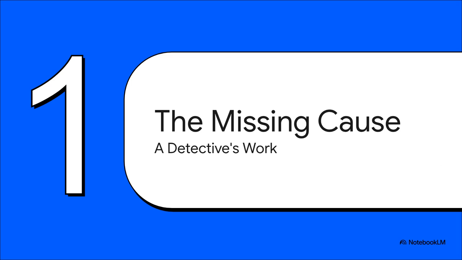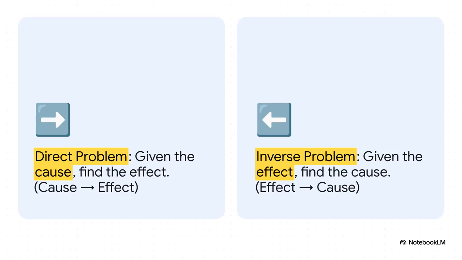So how do you solve an inverse problem? Well, it's not really like doing a simple math equation. It's actually a lot more like being a detective. We have to solve the mystery of the missing cause. Think about it like this. A direct problem is easy. If you know the cause, say the sharp image, you can pretty easily predict the effect, the blur. But an inverse problem completely flips that script. We have the effect, the blurry data, and we have to figure out the cause. It's like we've shown up at the crime scene, and now we have to find the culprit.